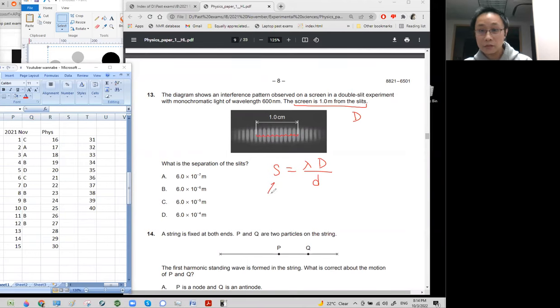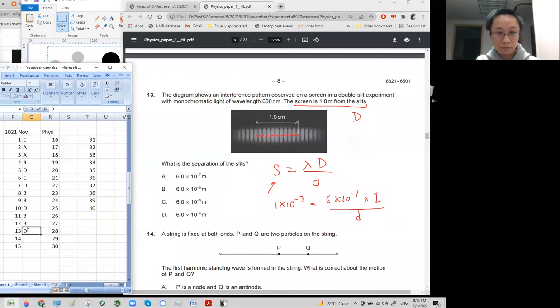So therefore, small s is 1 mm, so it's 0. I'll just use standard form, 1 times 10 to the negative 4. Is it? No, I'm trolling. It's 1 mm, so 10 to the negative 3. Wavelength is 6 times 10 to the negative 7. Capital D is 1. Small d is to be found. If we just rearrange, small d is 10 to the negative 3... 6 times 10 to the negative 4. So hopefully I did not make a mistake there. But there's nothing fancy about the theory of this question.